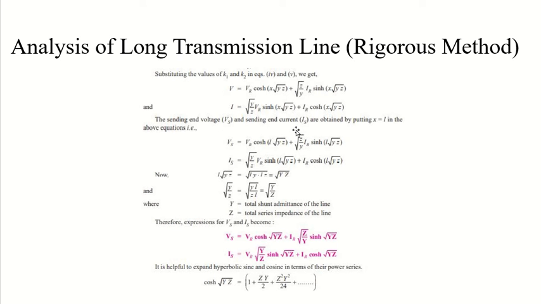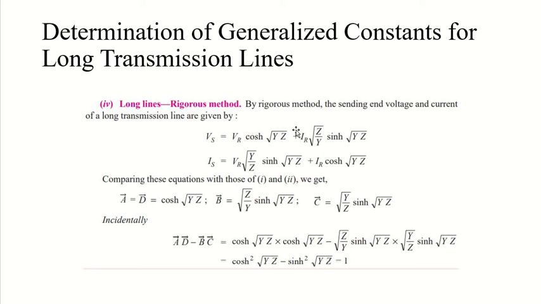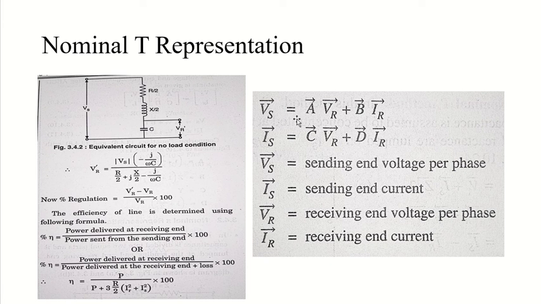We have derived that, and now based on that, we want to find the generalized constants, or the ABCD parameters, for my long transmission line. Firstly, let's take the formulas for Vs and Is, the sending end voltage and sending end current, from the rigorous method. Now we will simply compare these equations with the formula for generalized constants. Remember what the formula for generalized constants was? Let me show it to you here. See the image on the right hand side. Here we have the formula for generalized constants.